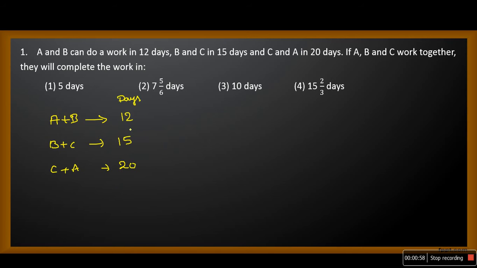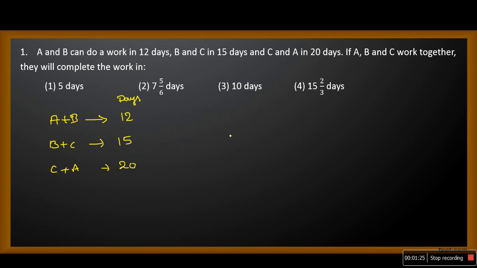From this, what can we say? Which group is more efficient? A plus B, or B plus C, or C plus A? C plus A is taking 20 days, which means they are taking more time to do the work. B and C are taking 15 days, and A plus B are taking 12 days, less time. It means they are more efficient, so they will do more work. When people are more efficient, they do more work. Okay.